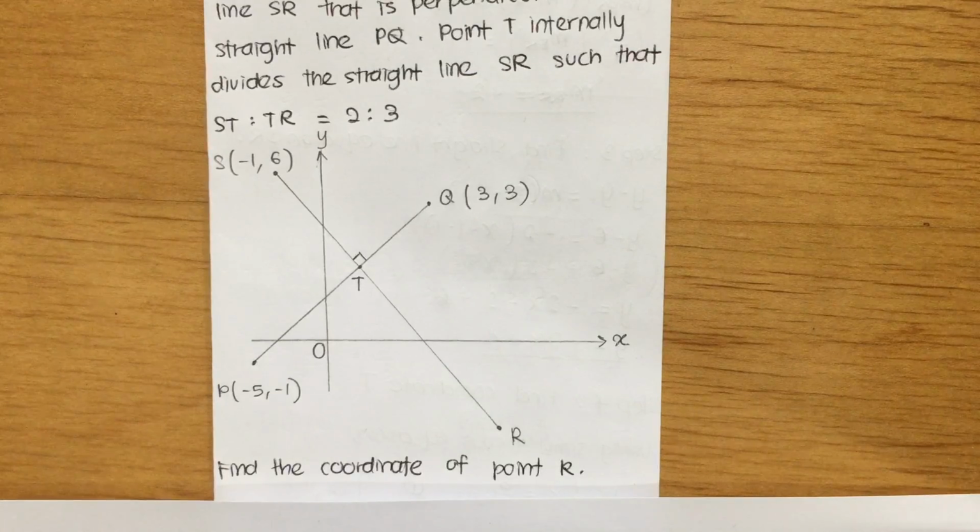In this question, there are a total of 5 steps you need to do in order to get the coordinate of point R. You might be wondering, oh my god, why so long? Don't worry. I'm going to explain to you one by one. And by the end of this video, you will be able to get the working very clear. Stick to me. Let's jump to the solution now.